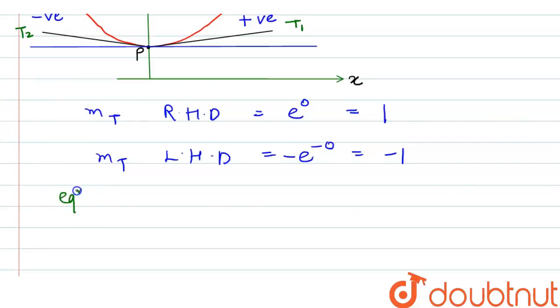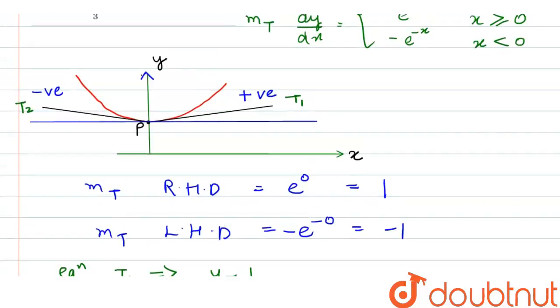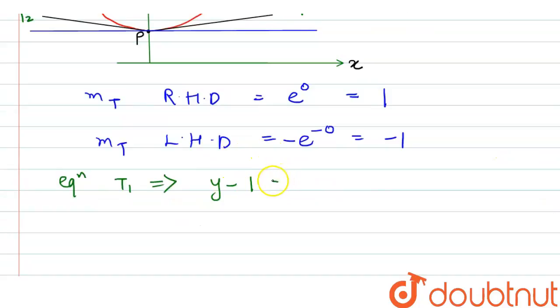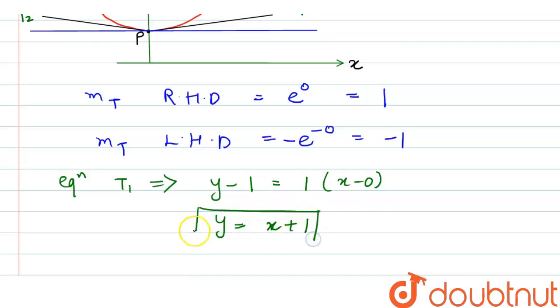The equation of T1, as we know the equation of a tangent, on putting values, and the point will be (0, 1) as x is 0 and y will be 1. On putting values in this equation we get slope 1, x minus 0, and hence we get the equation y equals x plus 1 as the equation of tangent T1.